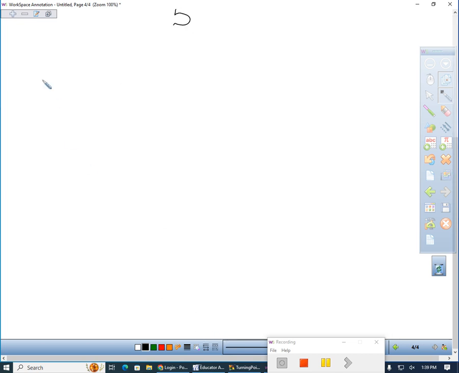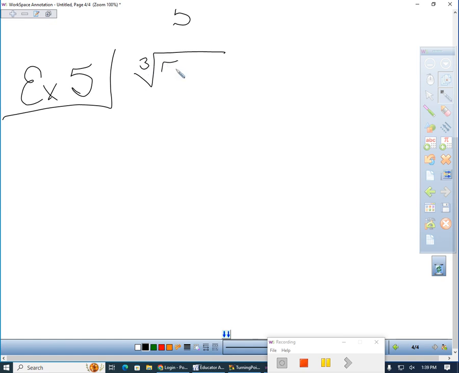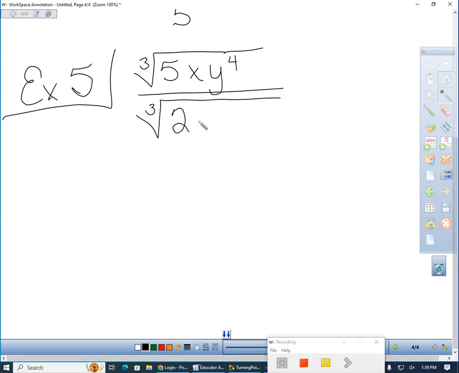Example number 5. Let me see what the hardest problem on here is. We'll do something similar. Okay? All right, let's do the cube root of 5xy to the 4th over the cube root of 2x to the 3rd y. All right, so we're going to start by reducing it.